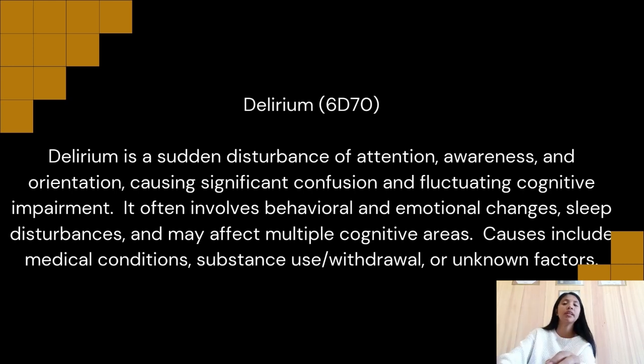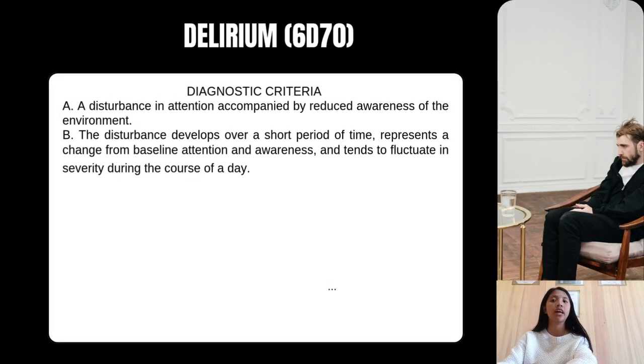Causes include medical conditions, substance use withdrawal, or unknown factors. So in short, delirium is a sudden and serious change in how a person thinks and behaves. It usually happens quickly over hours or days and affects a few areas in the mind, such as attention, awareness and orientation, and thinking. So now, let's proceed to its diagnostic criteria.